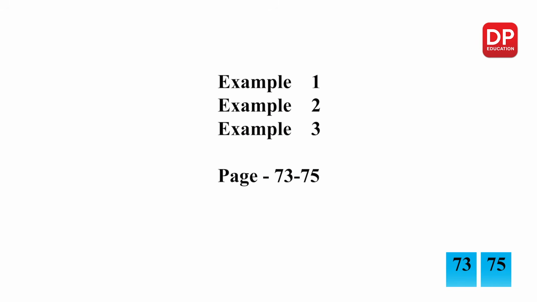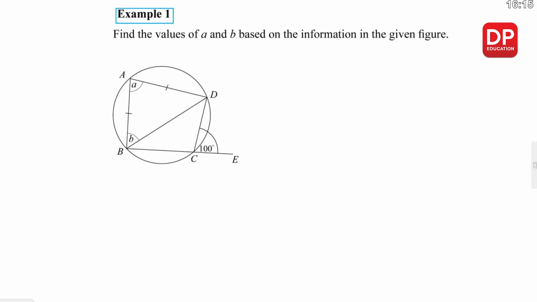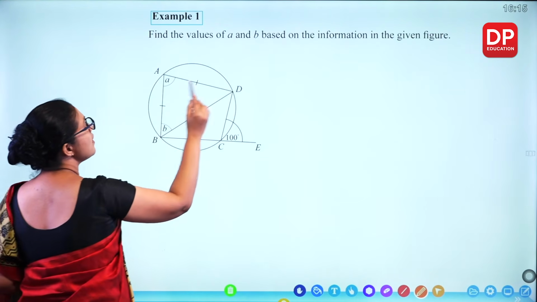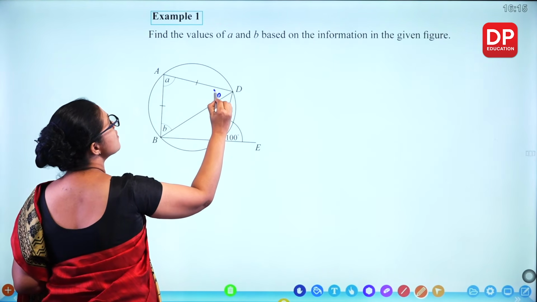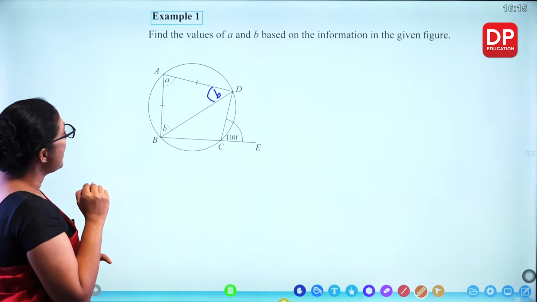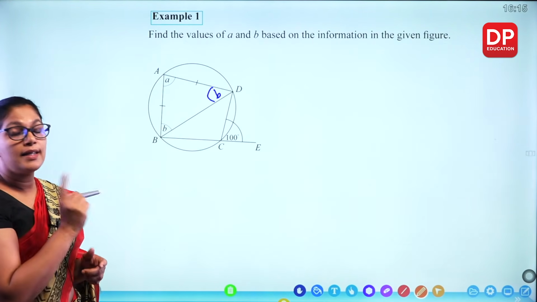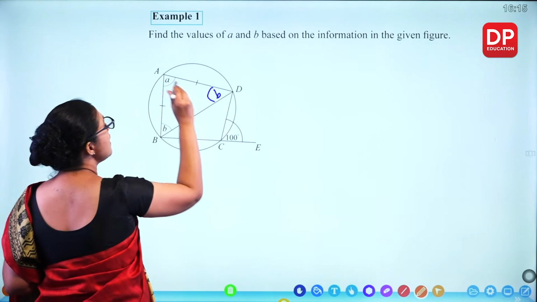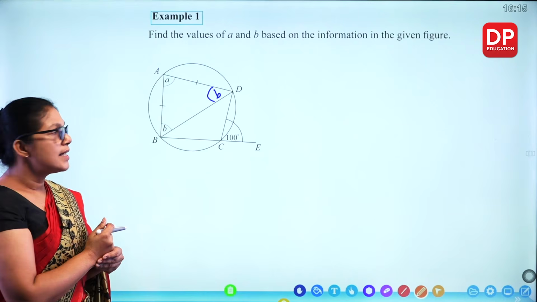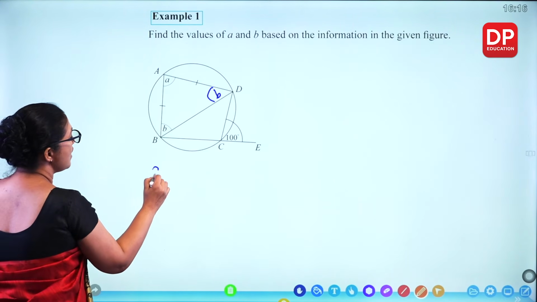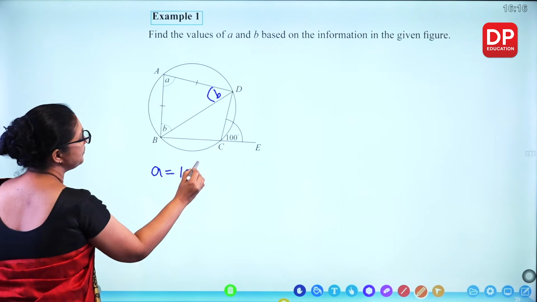Example number 1. Find the values of A and B based on the information in the given figure. These two lengths are equal. So if these two are equal, we can write this also B. Isosceles triangle. And what's the theorem? It says the exterior angle is equal to the opposite interior angles. So straight away you can write down A equals 100.